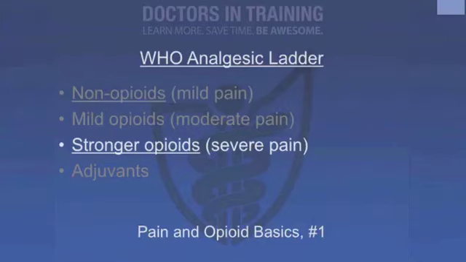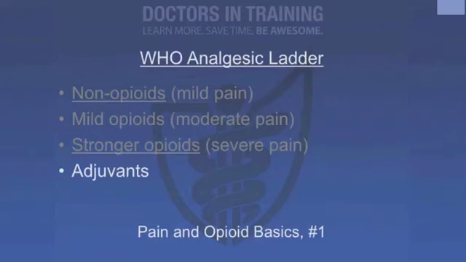So this is where we're going to use our stronger opioid medications. This would include morphine or fentanyl, and we've got a lot of other medications that we'll talk about that fit this category. And again, you can add on the non-steroidal anti-inflammatories, you can add on acetaminophen, and oftentimes these medicines are actually added into these opioid medications as combo pills. And then you can add on the adjuvants as well.